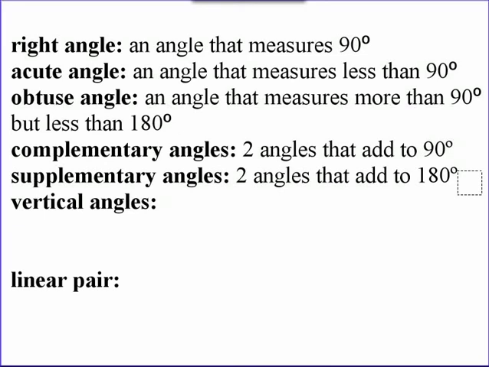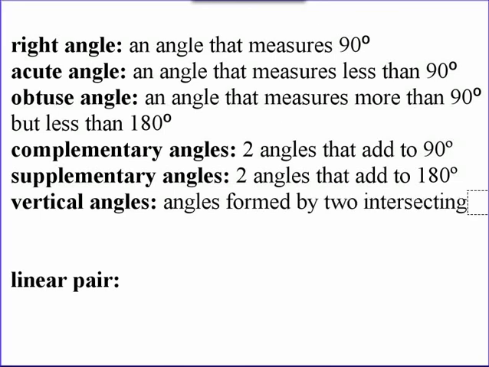We'll see how well you did here. Okay. If you look at the vertical angles, I don't think of vertical in the respect of up and down when I think about vertical angles. I know when you think of the word vertical, it means up and down, but vertical angles aren't that way. Vertical angles are actually angles that are opposite each other. So, angles formed by two intersecting lines.